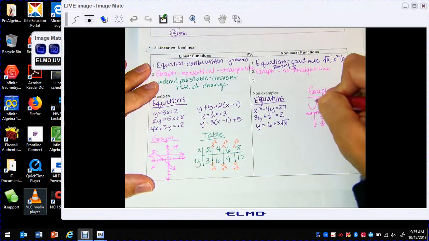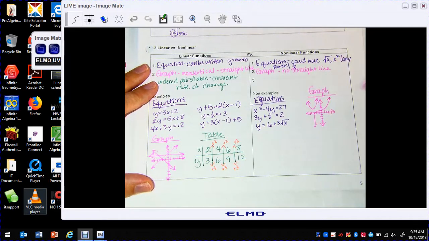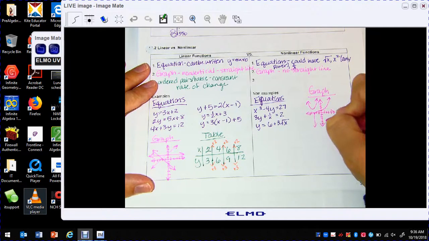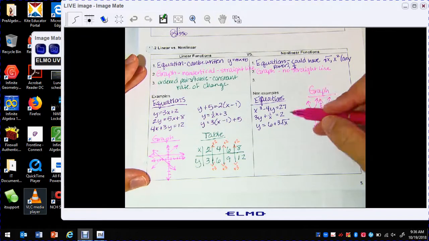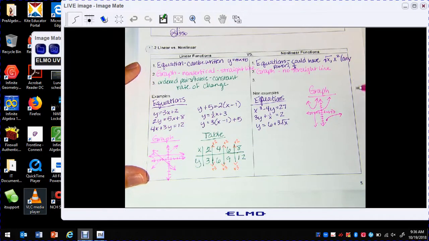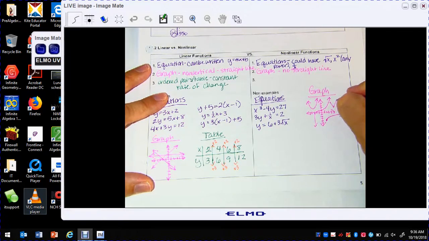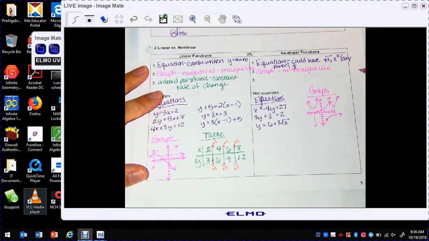You might get a quadratic. That's x squared. You might get a square root. It's going to look something like that. One that I didn't list here, but is still not linear, would be an absolute value. It would be a V. Okay, that's not linear. So those are just some examples of what graphs would look like. You would say not linear.